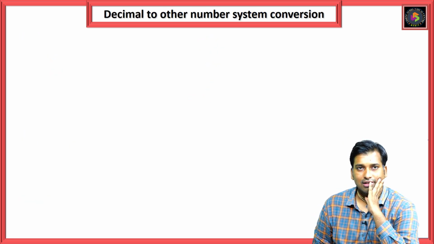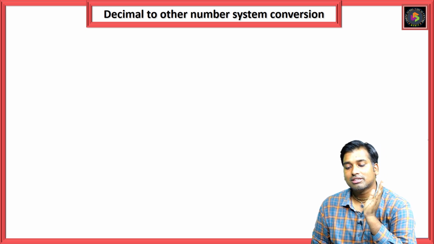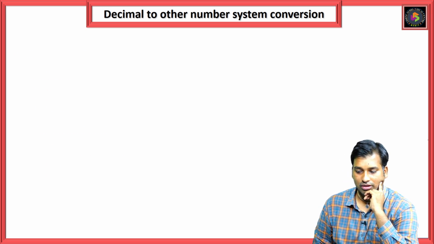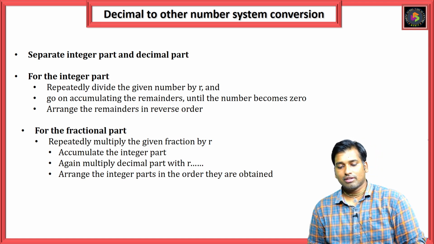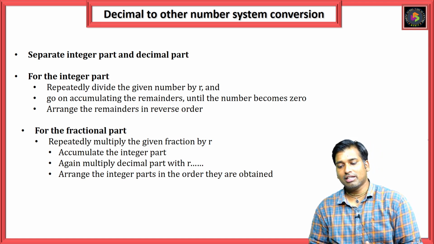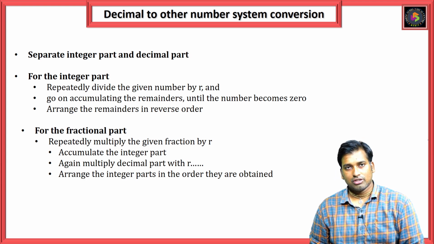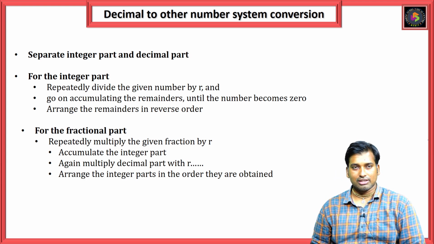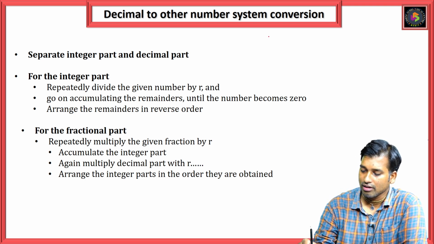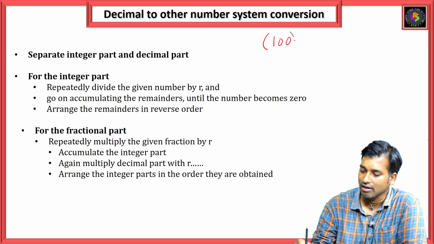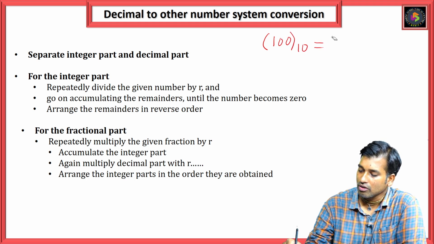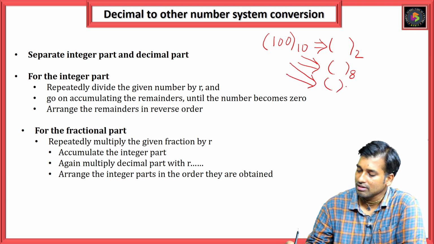Now we'll try to understand the conversion of one number system to another. The first conversion is from the decimal number system to another number system. The decimal number system, as we already said, is base 10. So I want to convert a number, let us take for example 100 of base 10, into base 2, or into base 8, or into base 16.